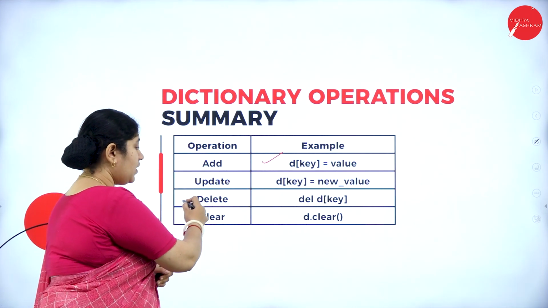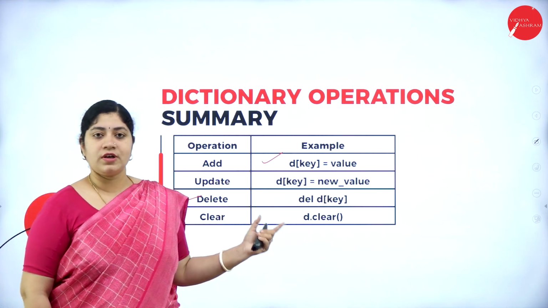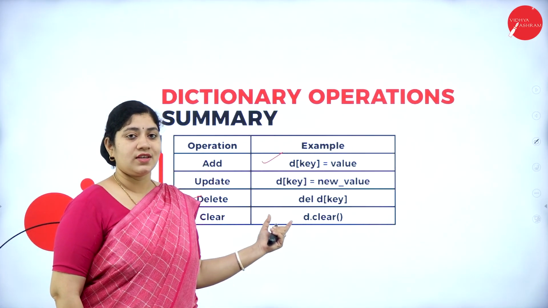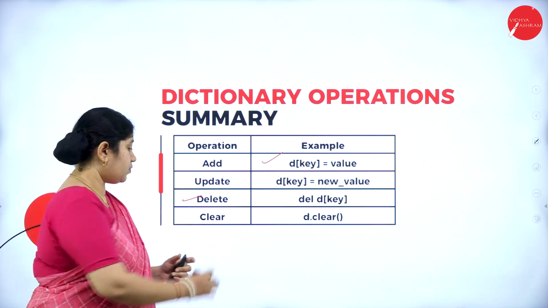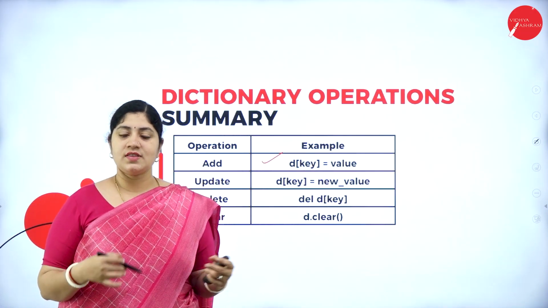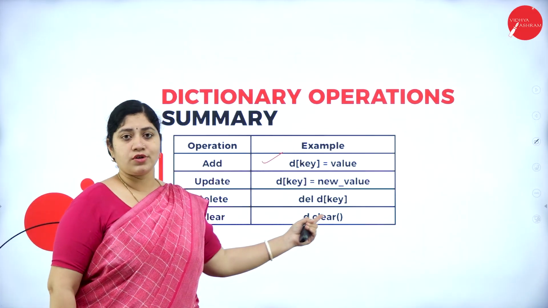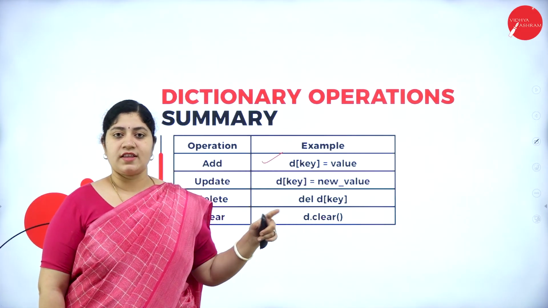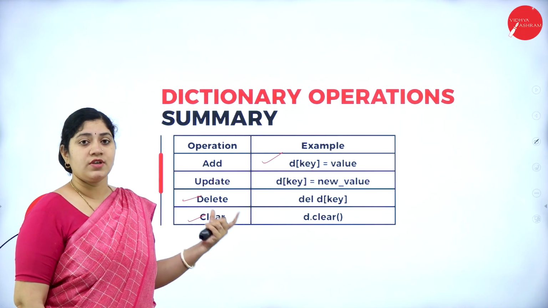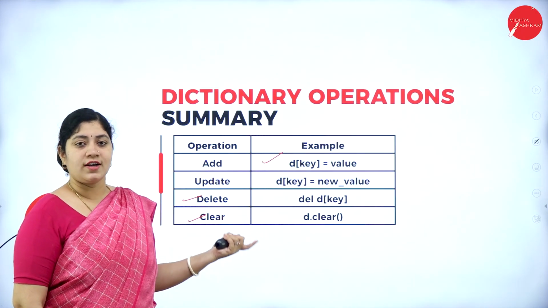Great, right? Up next, if I want to delete any key, then what do we have to use? We have to go with delete, that's del. Next one is clear. If anything has to be cleared inside that dictionary, then we can use D dot clear of open and close parenthesis. So this is a simple view of the different operations that we can do with respect to our dictionary.